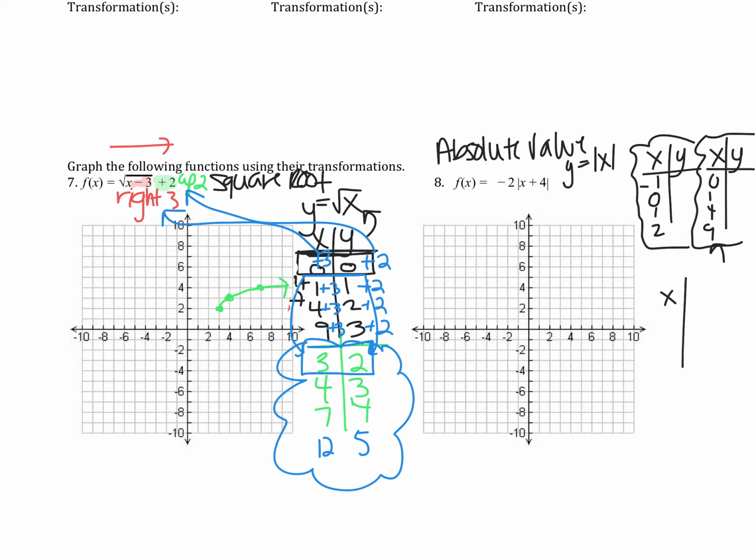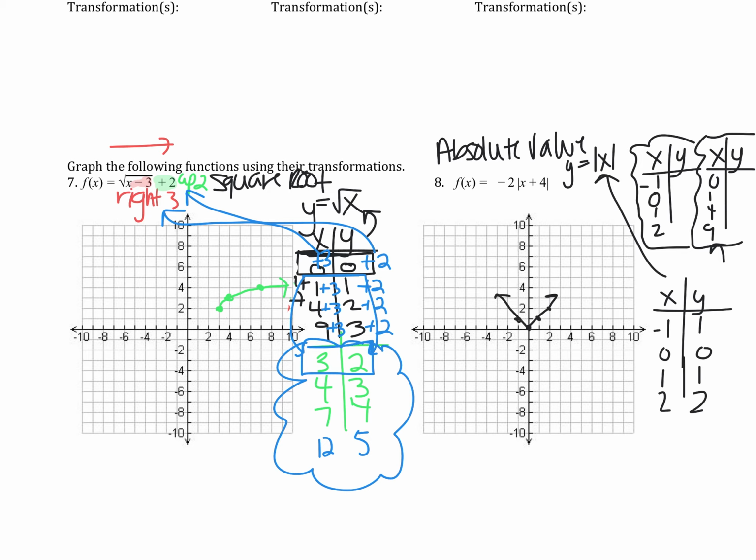For absolute value, we are going to use the values -1, 0, 1, and 2. Again, for our parent, we just plug in our x's. The absolute value of -1 is +1. Absolute value of 0 is 0. Absolute value of 1 is 1. Absolute value of 2 is 2. So we are just using our parent equation to find our starting table of values. So if we think about what this graph looks like, it should make a V. I get (-1, 1), (0, 0), (1, 1), and (2, 2).